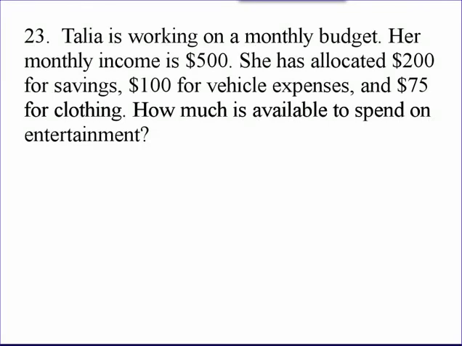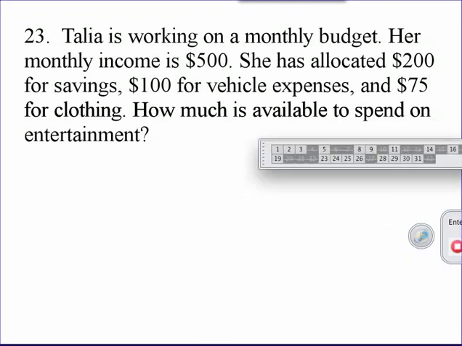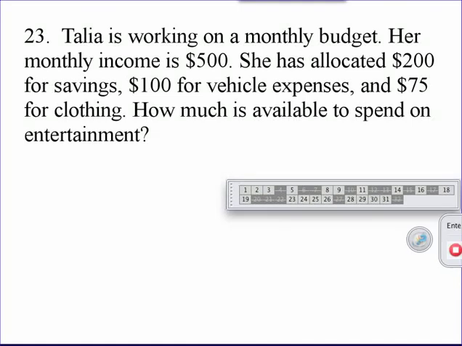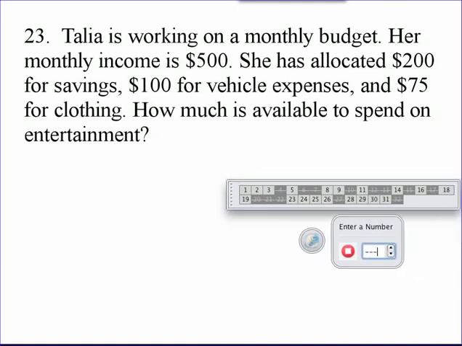And this very last one we're going to look at, this is very similar to one of the story problems you're going to have. In fact, it's number 23. It says Talia is working on a monthly budget. Her monthly income is $500. She has allocated $200 for savings, $100 for vehicle expenses, and $75 for clothing. How much is available or left to spend on entertainment? So we're going to do something a little different. I'm going to let you do this one, okay? I just sent it to your expression. You're going to type in the number. When you type in the number, you'll be able to click the send, okay? So go ahead and figure that out.